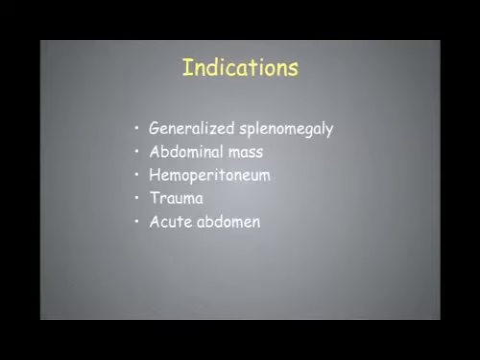So first, the indications to perform an ultrasonographic examination of the spleen in dogs or cats would be mostly if we find a generalized splenomegaly or an abdominal mass on palpation or on abdominal radiographs, but also in cases of hemoperitoneum or if there is a trauma, or in cases with acute abdominal pain in dogs, for example, when we are looking for a splenic torsion.